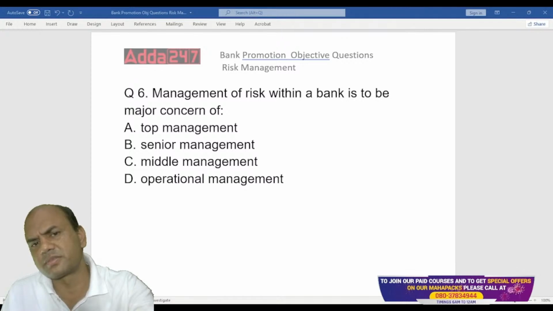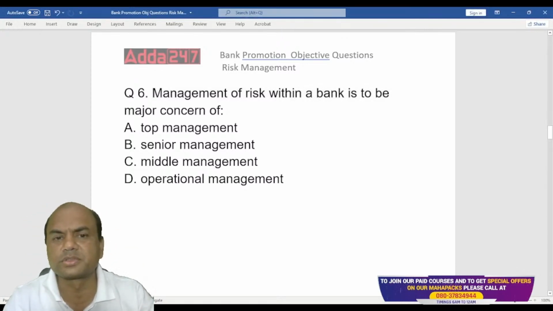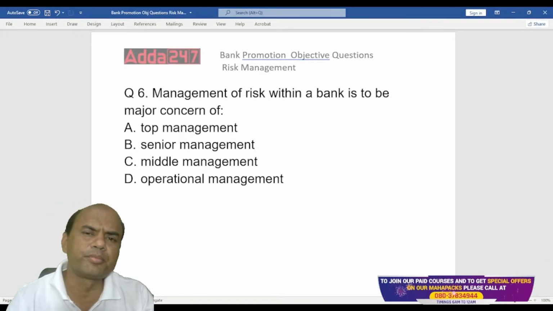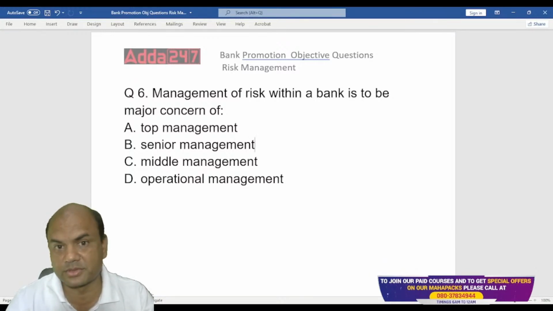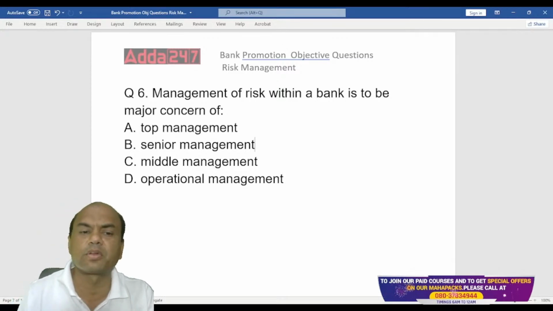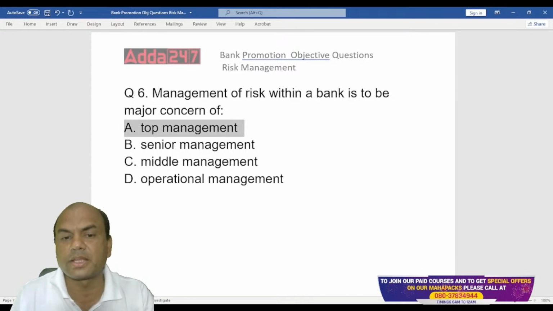Most concerned. Okay, forget about the bank. Let's say you are in a house, your own house. The risk concern will be mainly to whom? The risk concern will mainly be to the earner or the owner of that house, right? Similarly, board of directors is what, or top management is what? Almost the owner. So it will be a major concern of top management.